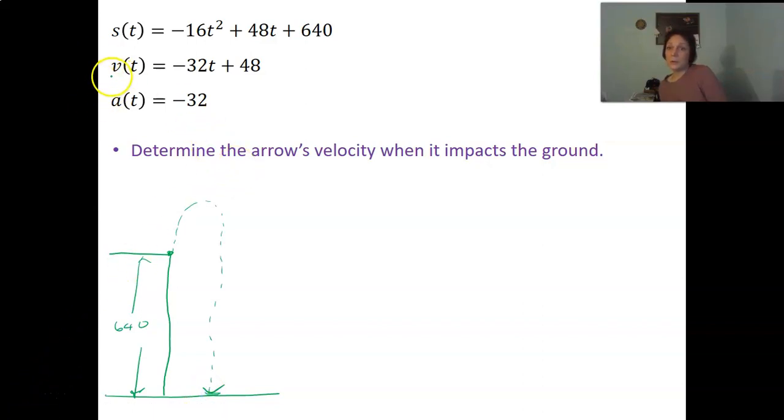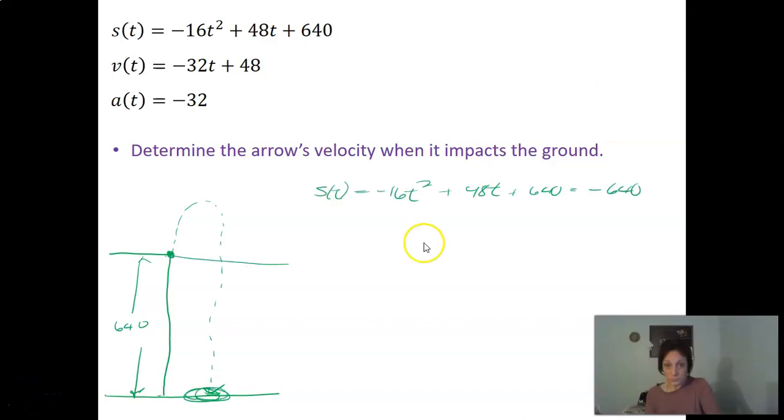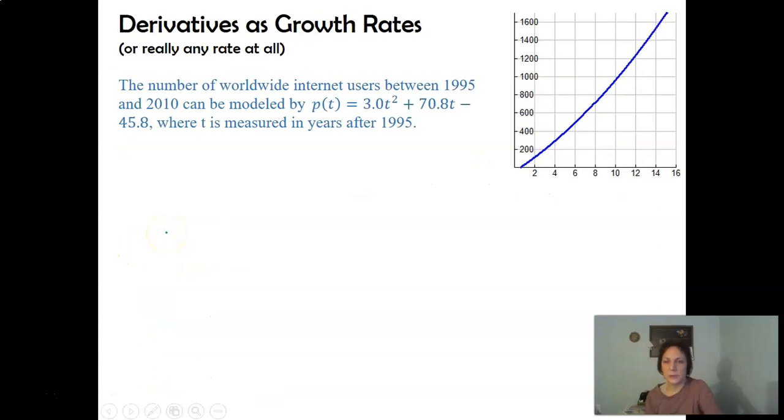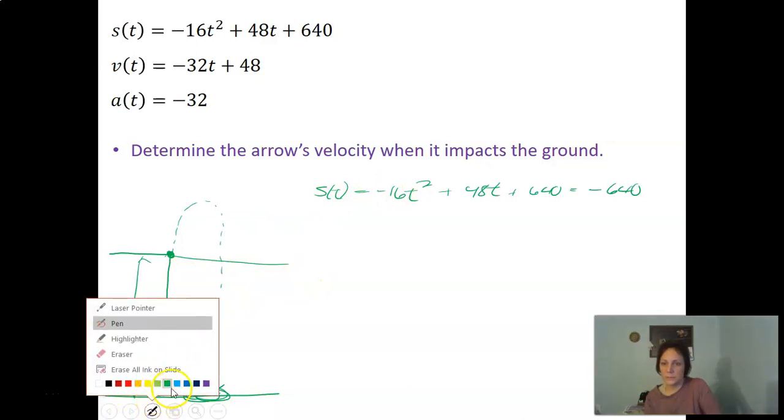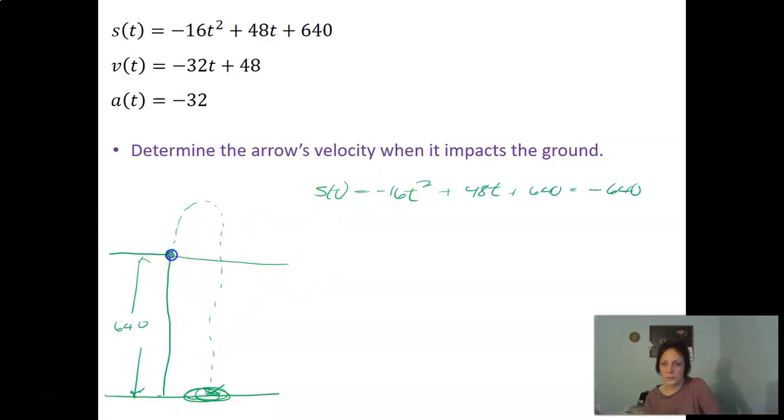Okay, so if I want to know the velocity when it hits the ground, I need to know when it hits the ground. That's the first thing I need to know. Okay, so if that right there is a position of 640, then down here is a position of 0. And we already figured out that all the way up here was like 676 or something like that. So if we can figure out when it has a position of 0, not a velocity, but a position of 0, that's going to tell us this spot right here.